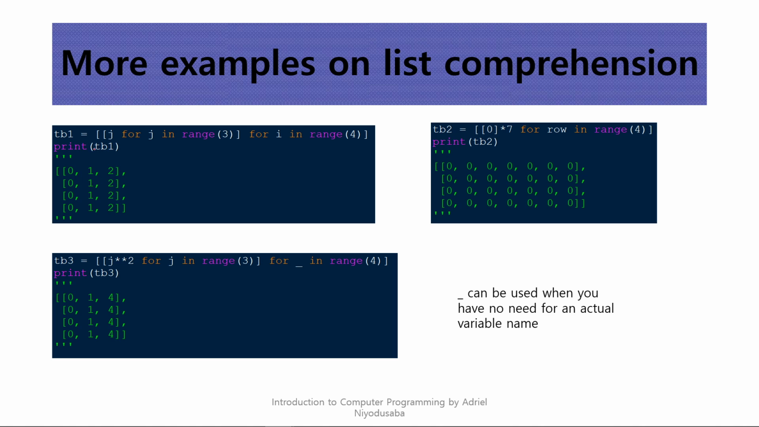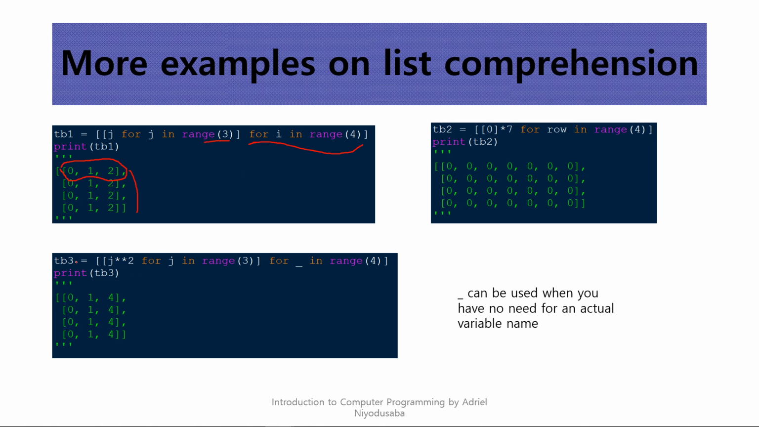Here I wanted to create this matrix, and as you see, the outside part needs to create 4 rows. That's why I said for i in range 4. Now for every row, how do we want to build it? We want to build it with numbers in range 3. So I said j for j in range 3. This part builds one row, this part builds all the rows.